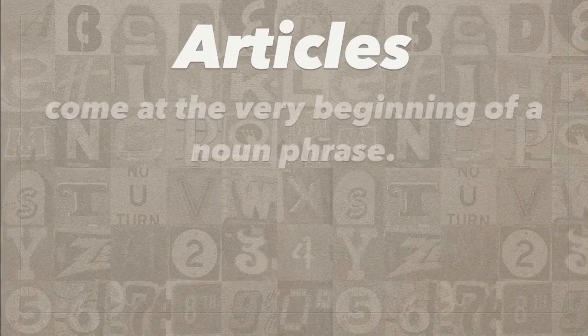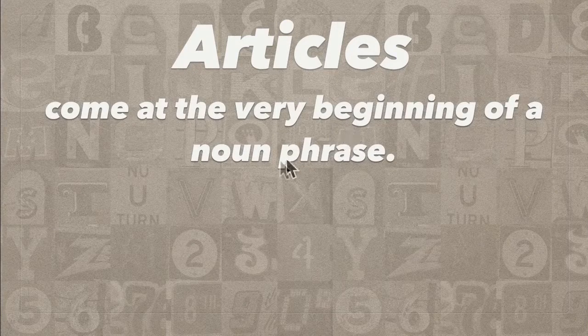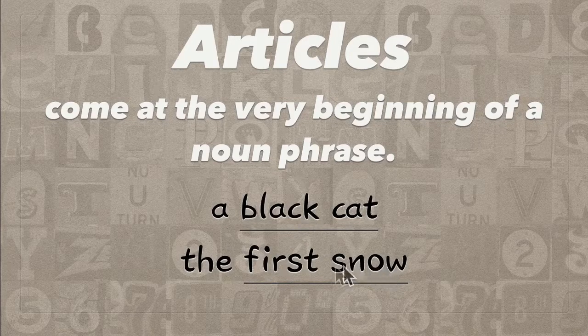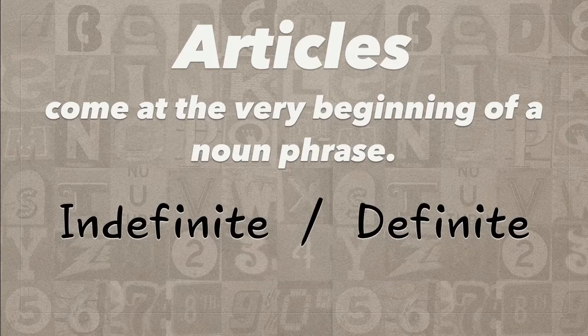What are articles? Articles come at the very beginning of a noun phrase. Noun phrases, of course, include nouns and any other words that might come before them, like determiners and adjectives, these sort of things. An example, a black cat. A comes before this noun phrase, or perhaps the first snow. First snow is a noun phrase. So, as I said, articles come before noun phrases. In addition, they can be categorized into either indefinite or definite articles.